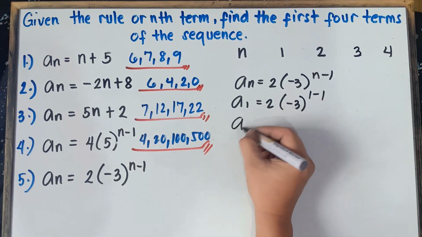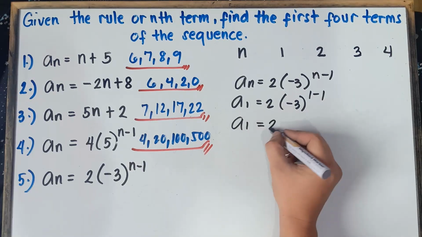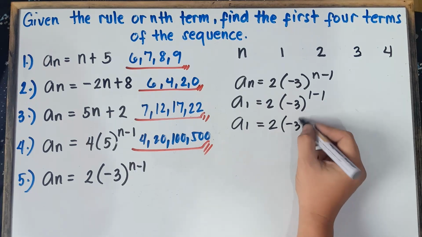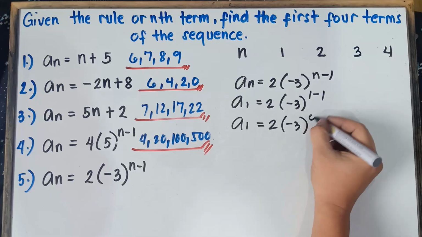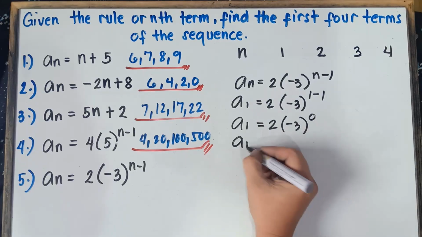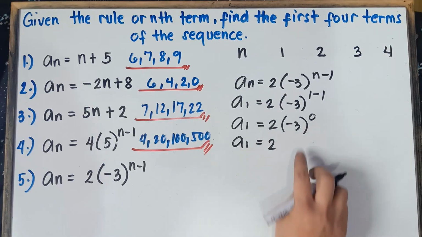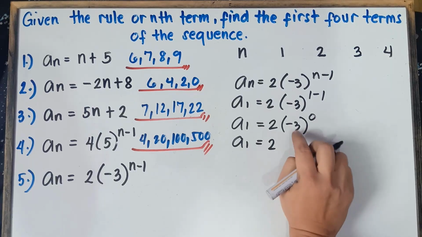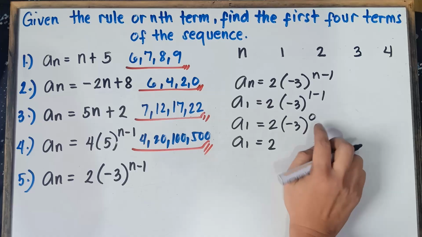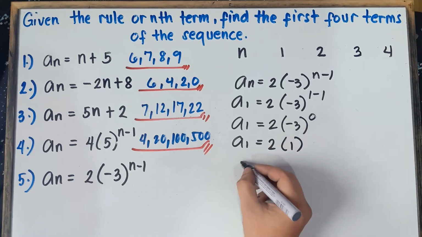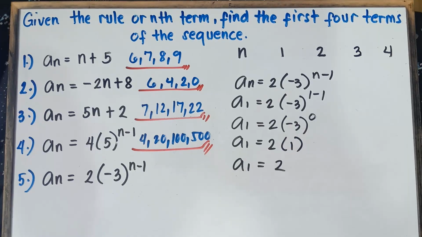So the first term, a sub 1, equals 2 times negative 3 raised to the power of 1 minus 1, and 1 minus 1 is equal to 0. So a sub 1, our first term: copy 2, times negative 3 raised to the power of 0. Any number raised to the power of 0 is 1. So this will be 2 times 1. So a sub 1 is equal to 2. Alright, so our first answer is 2.